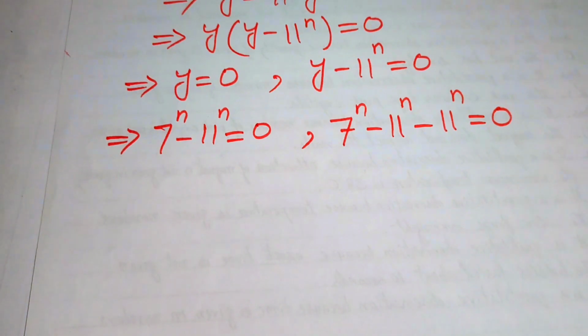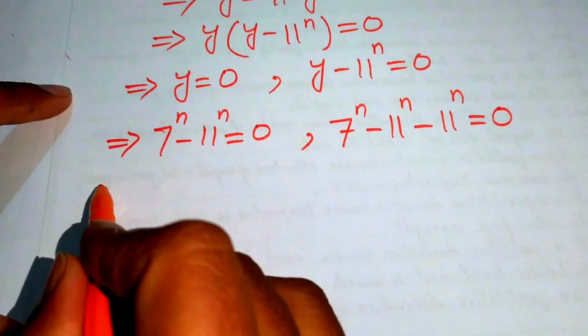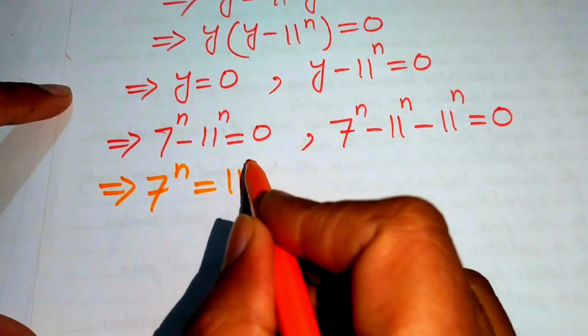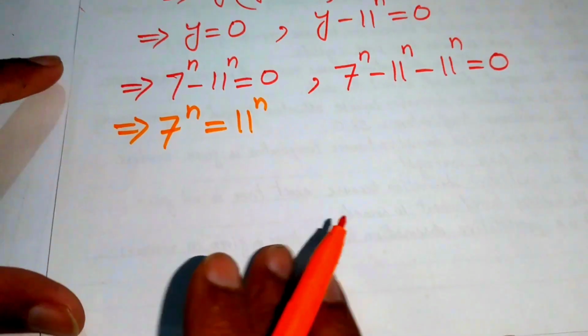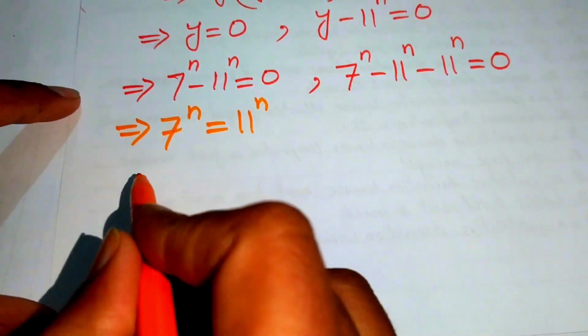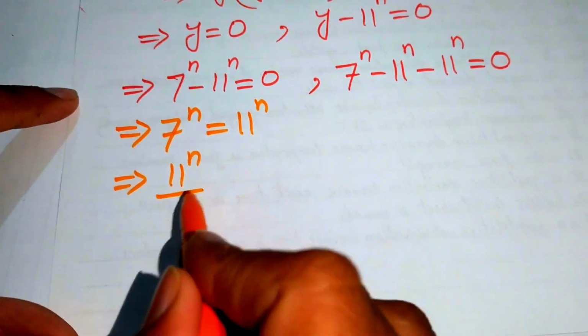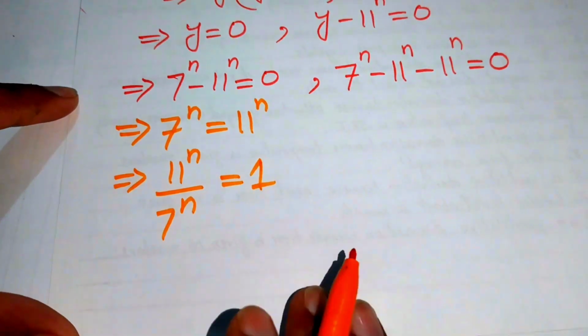So now first we focus on the first case. Here we move this minus 11 to the power of n to the right hand side and we get 7 to the power of n equals 11 to the power of n. And now we move this 7 to the power of n to the right hand side and we get 11 to the power of n over 7 to the power of n equals 1.